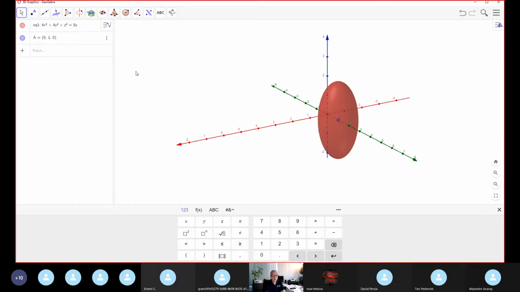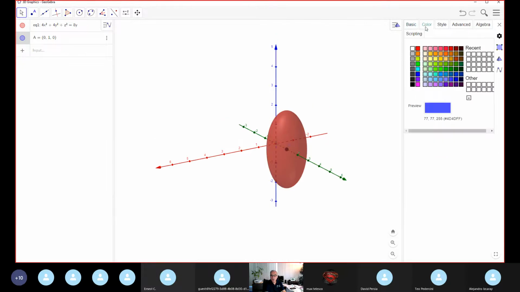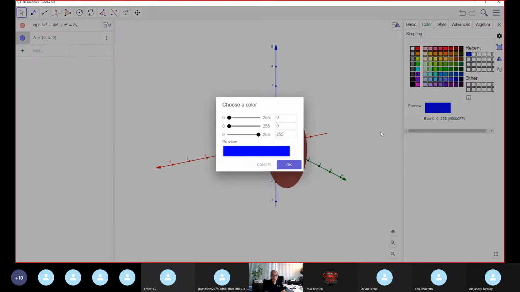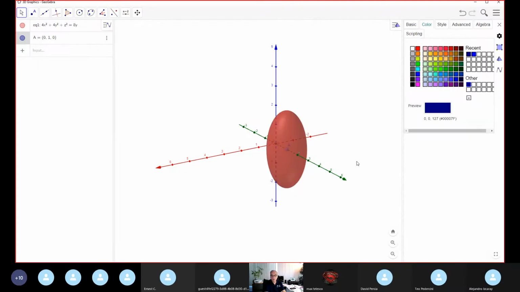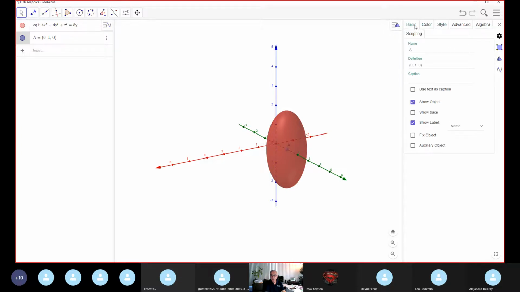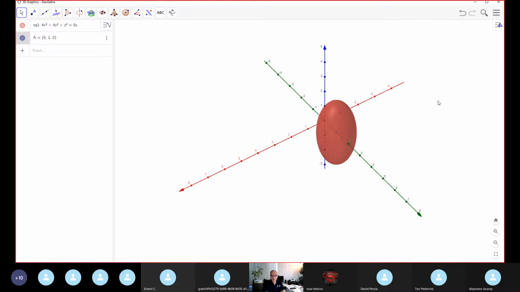If you want to change the color or control the transparency of this ellipsoid, you go to the settings, right click here, settings, color. And you select another color maybe. And transparency here, but I don't know. The color, style, basic, name. Well, I don't remember.